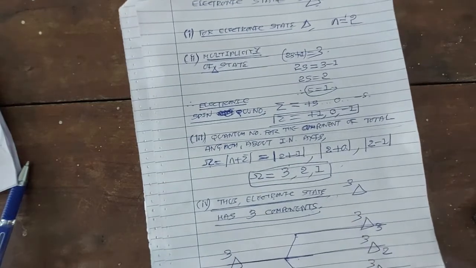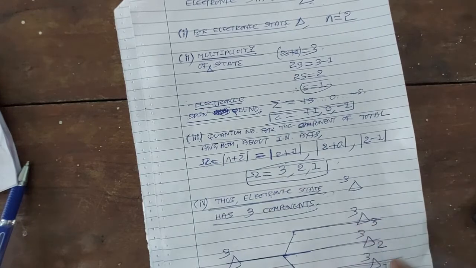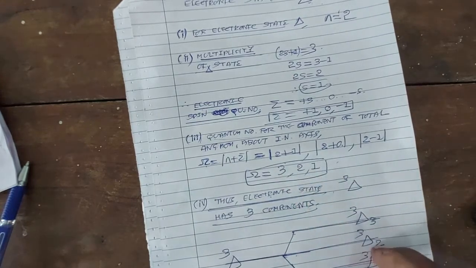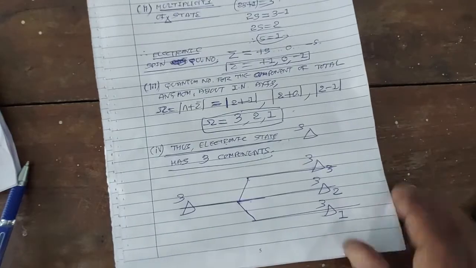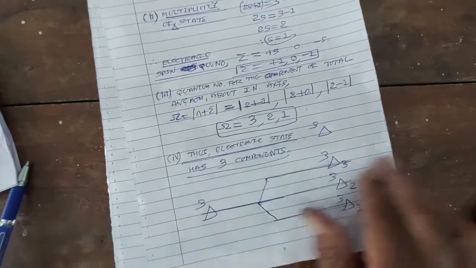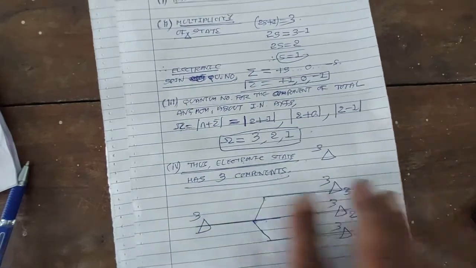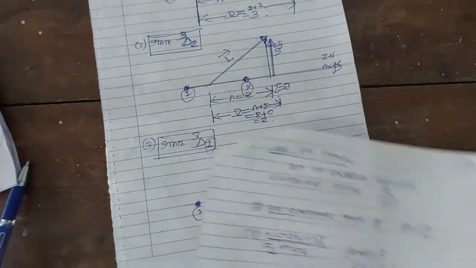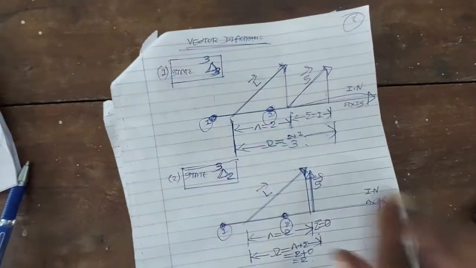Delta. For the first state, the value of the total quantum number is 3. For the second state, the value of the total quantum number is 2. For the third state, the value of the total quantum number is 1. Right? So you can say this is a triplet. A single electronic state delta is split into 3 states, right? Okay. I have also drawn the diagram. This is the vector diagram for state delta 3.